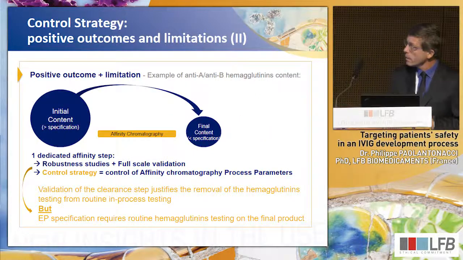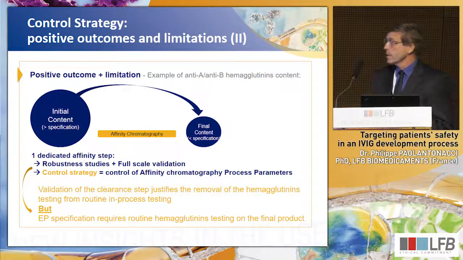Another example is the reduction in hemagglutinin contents. We have the specific affinity step, which is also documented through robustness study and full-scale validation. Likewise, the validation of the clearance step justifies the removal of the hemagglutinins testing from routine in-process testing. But considering the European Pharmacopoeia, we have maintained the routine testing in the final product.